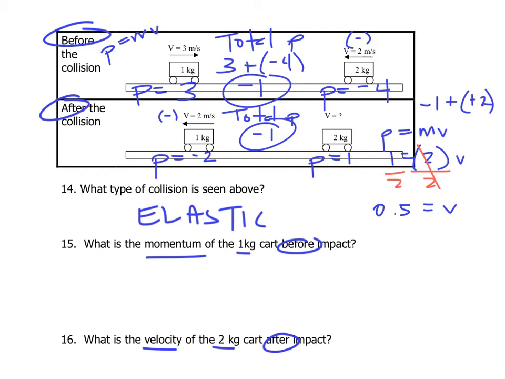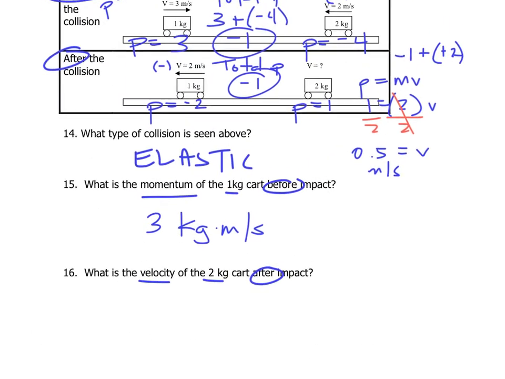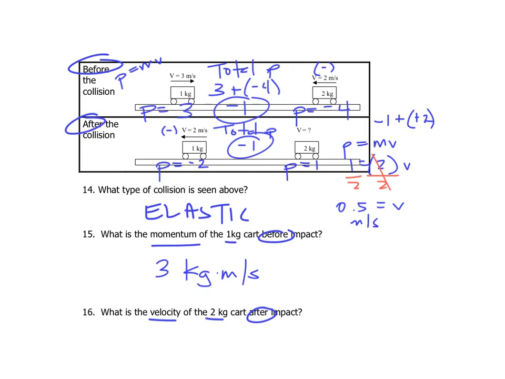So the momentum of the 1 kilogram cart before impact: here's my 1 kilogram cart, and its momentum was 3. If I want to look at the velocity of the 2 kilogram cart after impact, the velocity we just solved for was 0.5 meters per second.